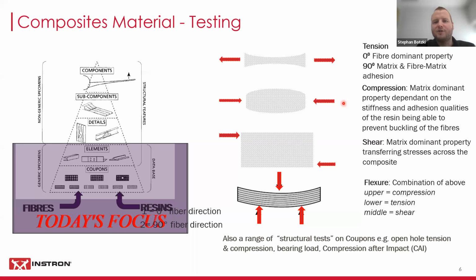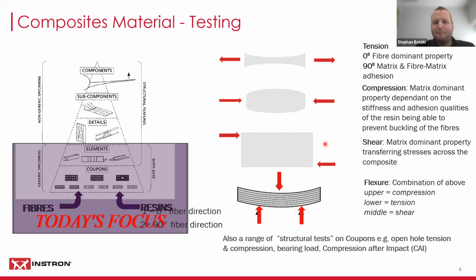If we're looking at compression, that is more of a matrix dominant property, which depends on the stiffness and the adhesion quality of the resin that you're using, being able to prevent buckling of the fibers. So the matrix needs to make sure that as we're compressing the fibers together, they don't buckle, that they stay in place and are able to carry those loads. And of course, the fixtures that we're going to look at are also supposed to prevent that from happening.